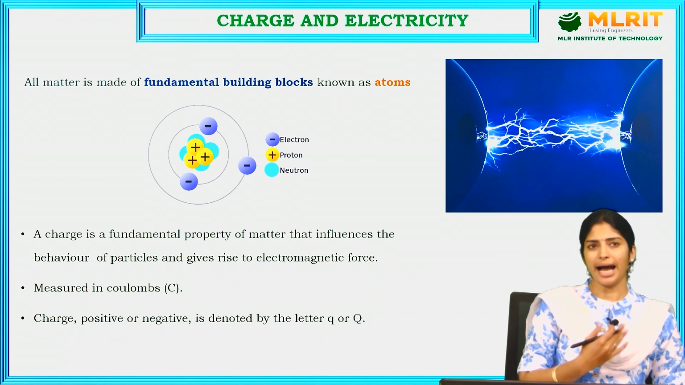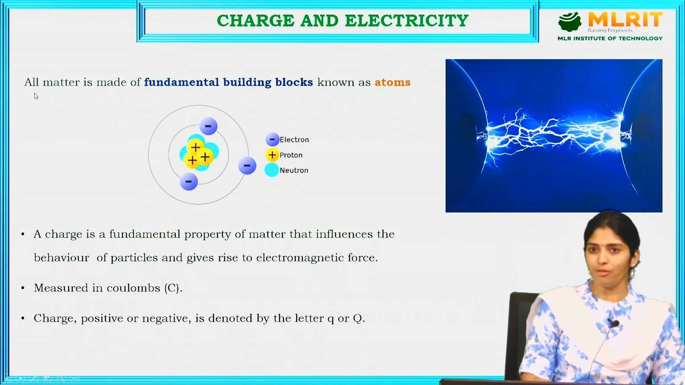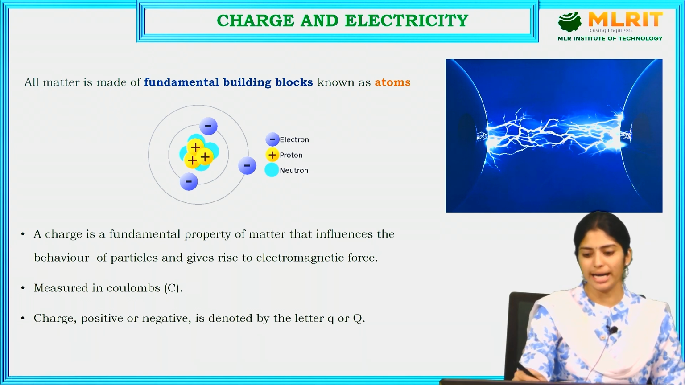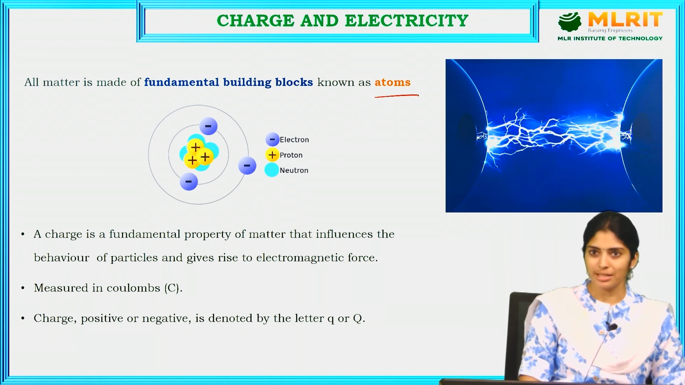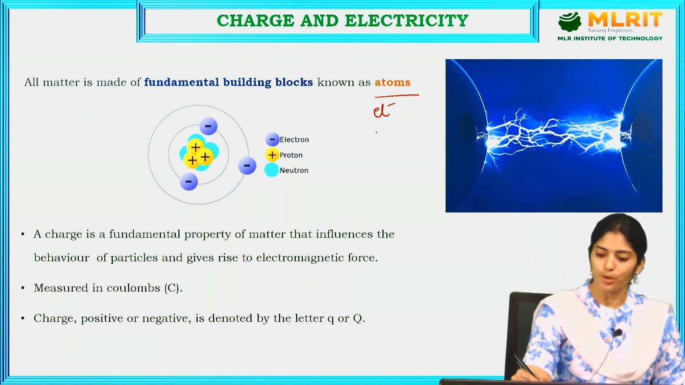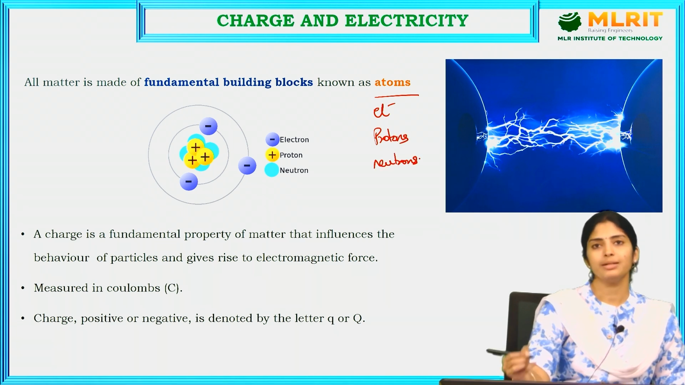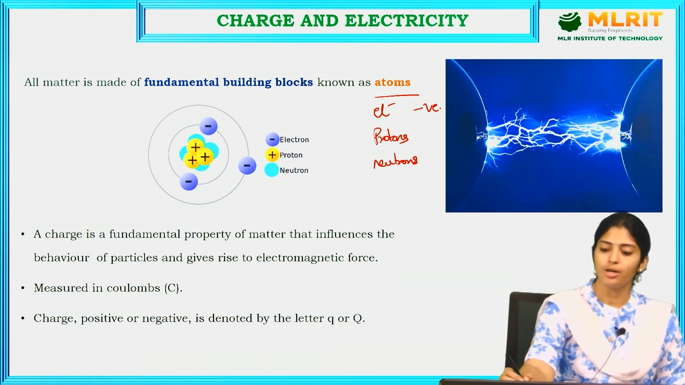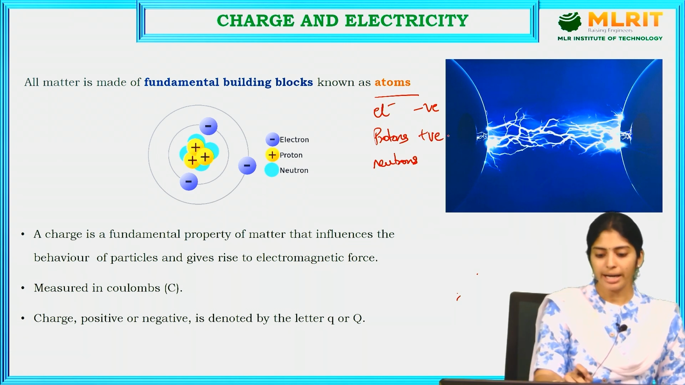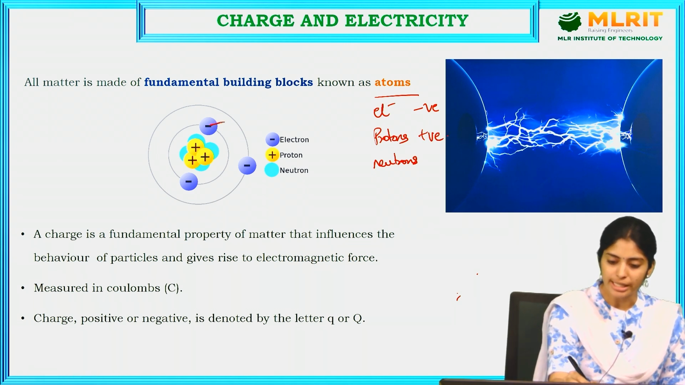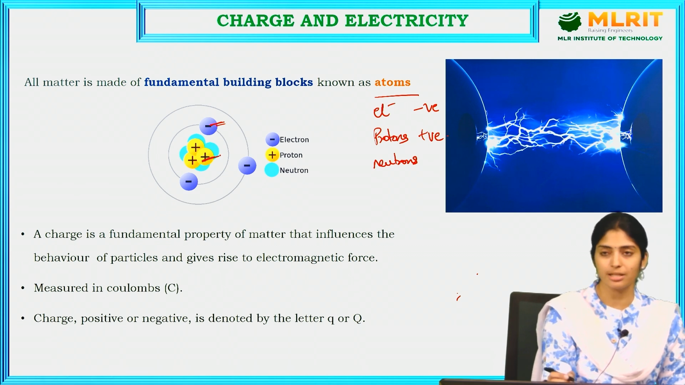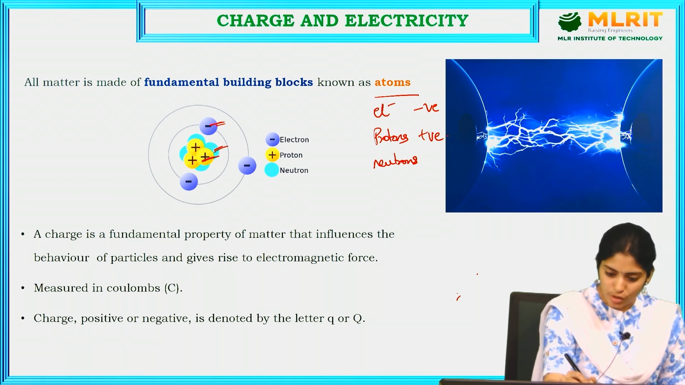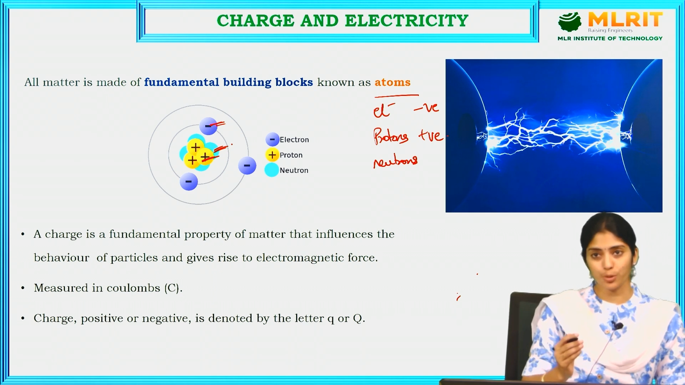So, what are atoms? All the matter is made up of fundamental building blocks which are called atoms. These atoms consist of electrons, protons and neutrons. Electrons are negative charge, protons are positive charge and the neutrons are neutral. As shown in this diagram, this negative charge indicates the electrons, this positive charge indicates the protons, and these are neutrons.